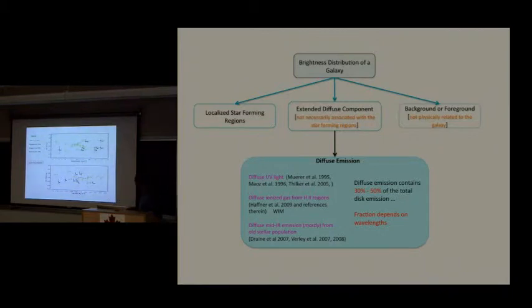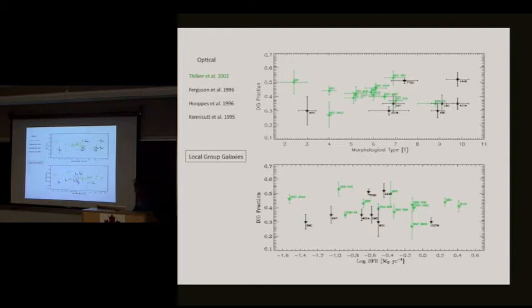This is a plot showing optical diffuse emission coming from H-alpha images for a selection of Local Group galaxies. On the top, it shows the diffuse fraction as a function of morphology. You see, this fraction varies from 30% to 60% for Sa, Sb, Sc, and irregular Magellanic types. Looking at other properties of these galaxies, such as the star formation rate, it doesn't matter what type of galaxy it is, whether it's quiescent, normal star-forming, or actively star-forming, a diffuse component is always present. For these local galaxies that I have plotted here, it's between 30 and 50%.